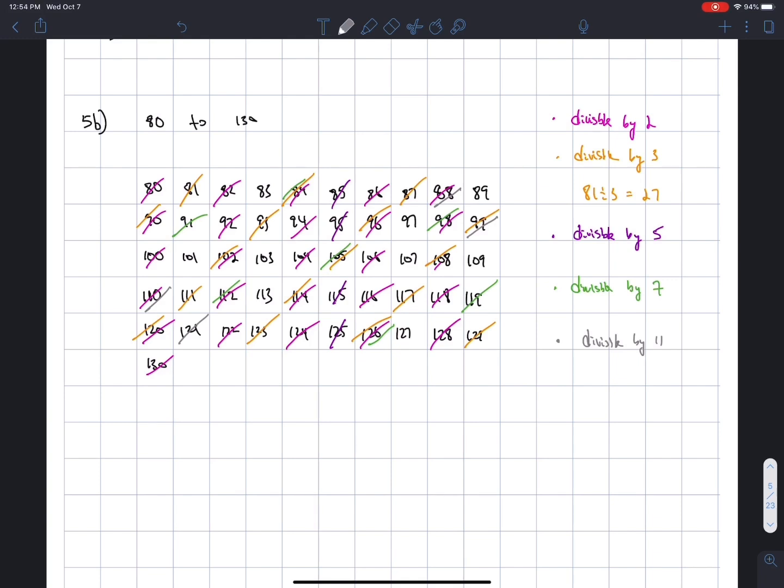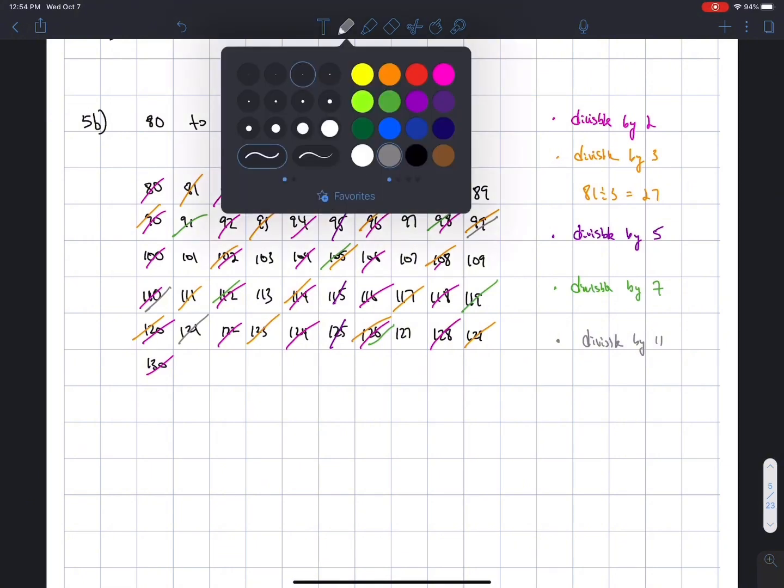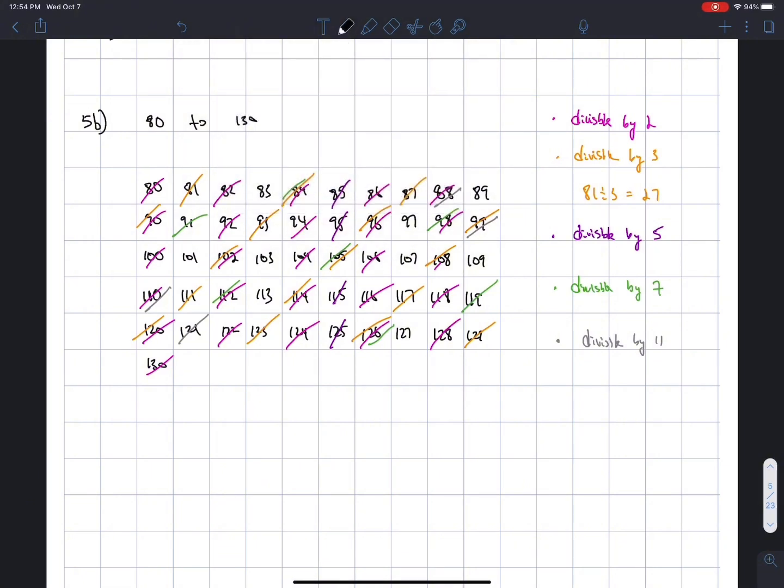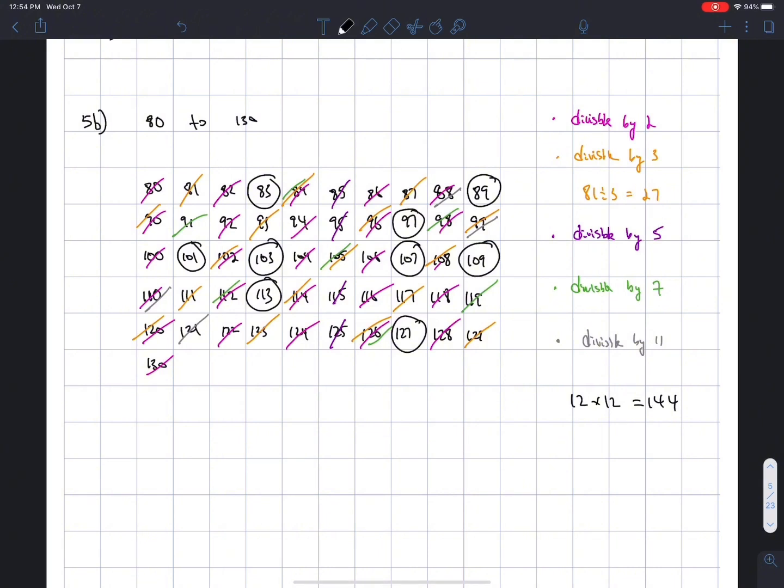Then the next one that I need to try is 12. But 12 is not prime, so I don't really need to try it. And there, we are done, because 12 times 12 is 144. It's already bigger than 130. So that's where I want to stop. Now I can circle out all the prime numbers, right? Just the ones that have not been crossed out will be the primes. Yeah, I think that's it.